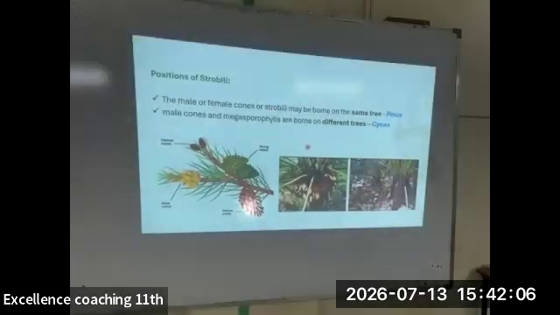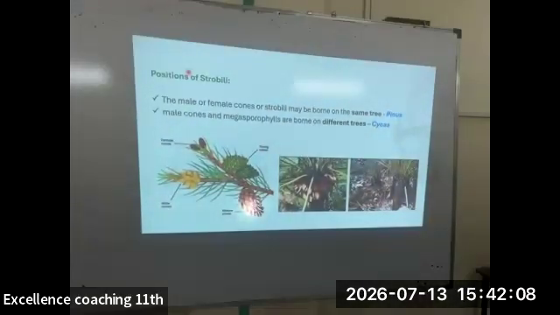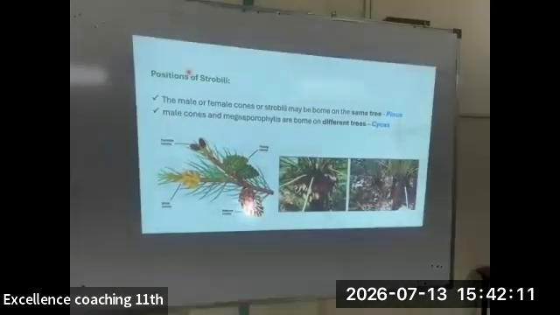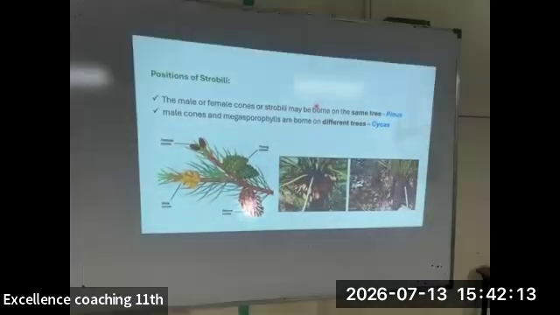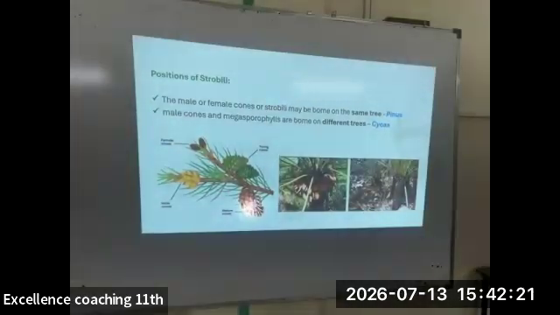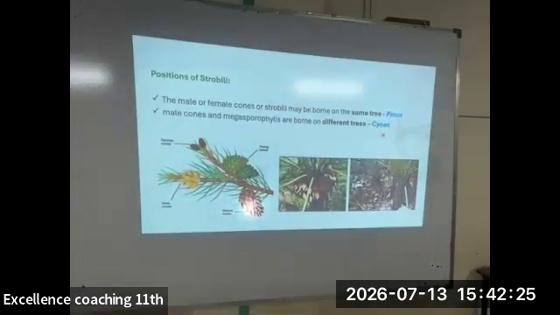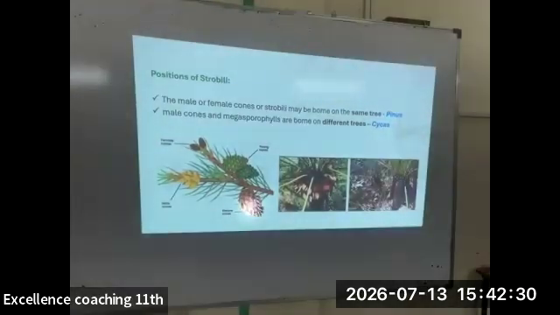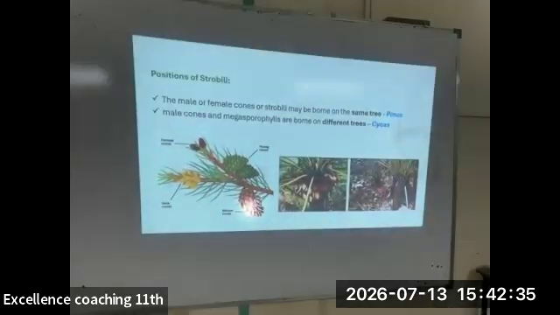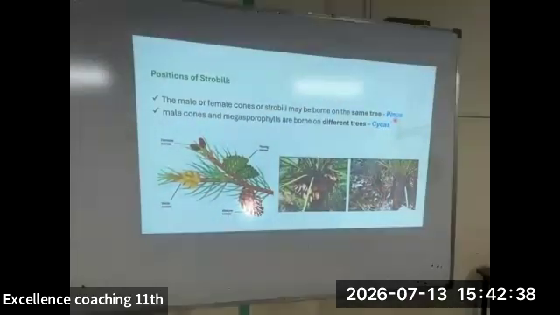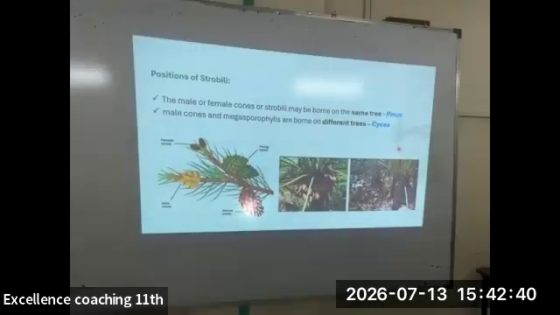Yes. Next, position of strobili. They can be on the same tree, for example male and female, on the same tree. An example is Pinus, which looks something like this. This is the male part, this is the female part. But in Cycas, they are present on two different trees. So this is a whole male plant, which will not have any female characters, and this is a female plant. Is this clear? Same plant, same tree with Pinus, different trees with Cycas.